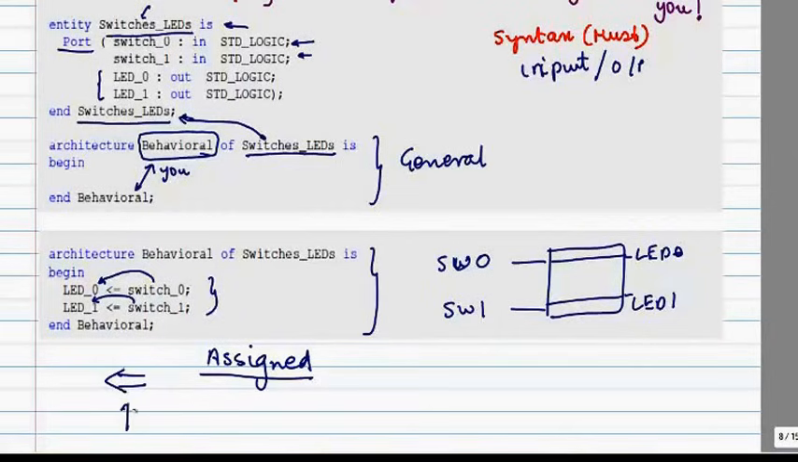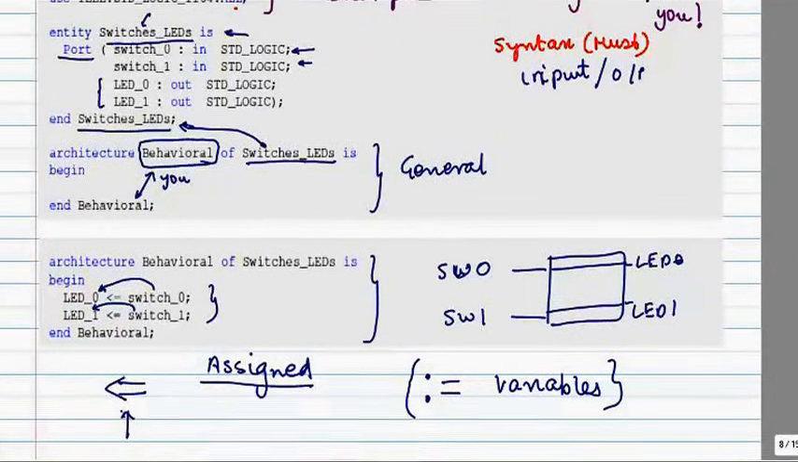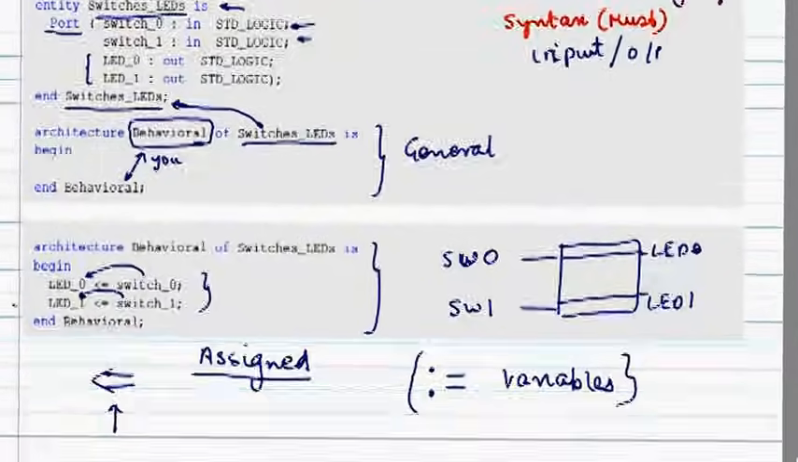This is the most commonly used assignment statement. In the future we will see another assignment statement like this, which is used for variables, which we will see as part of a future lecture, but for now, when we have to use assignment statements, we'll be using this one. So this was a very straightforward example of an entity and an architecture.